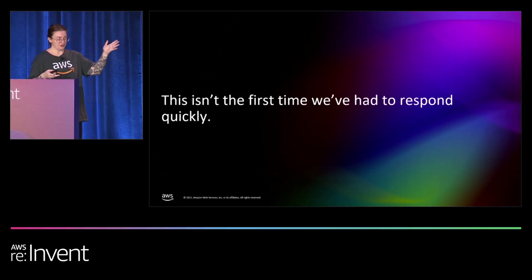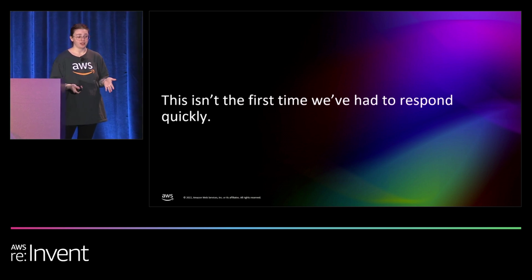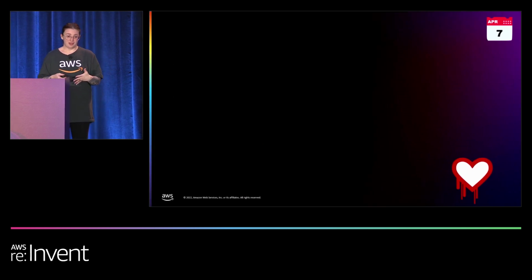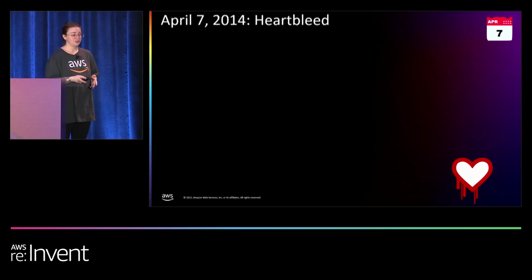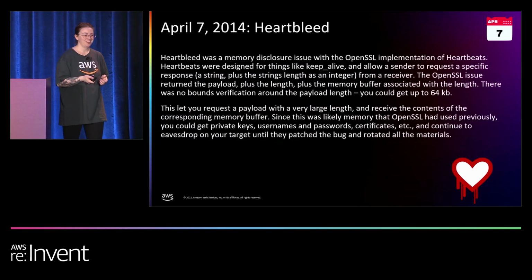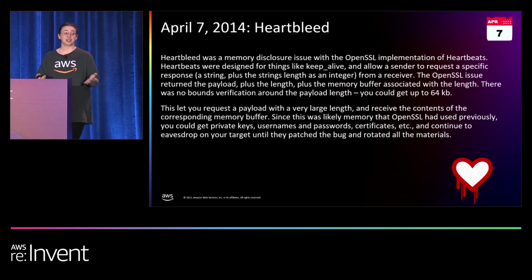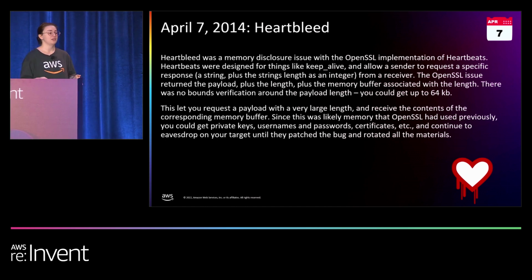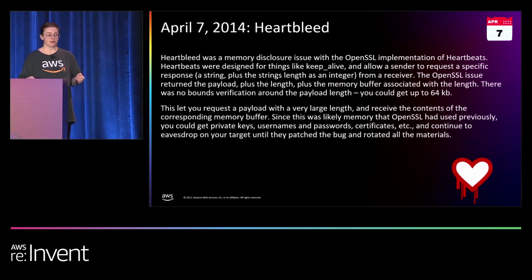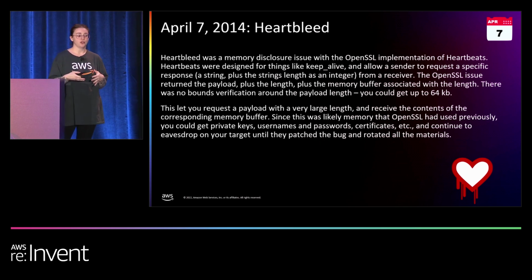So Log4Shell, right, or in our hypothetical examples, they're not the first time that we've had to respond really quickly, or where something's been an all hands on deck sort of big deal. So some of you might recognize the little logo that popped up in the bottom. So back in 2014, there was something called Heartbleed. And Heartbleed was a memory disclosure issue in OpenSSL. And this impacted a feature in OpenSSL called heartbeats.